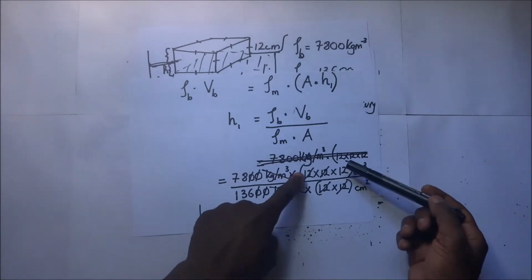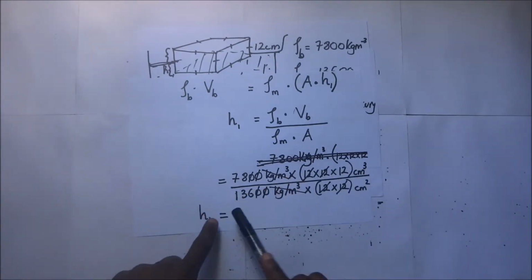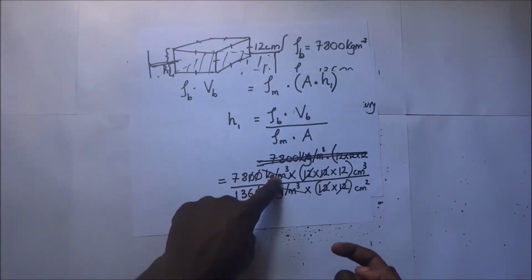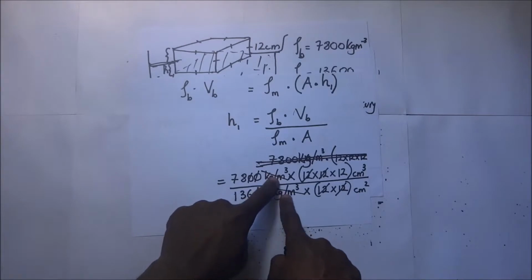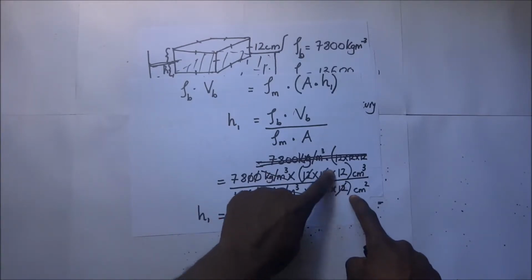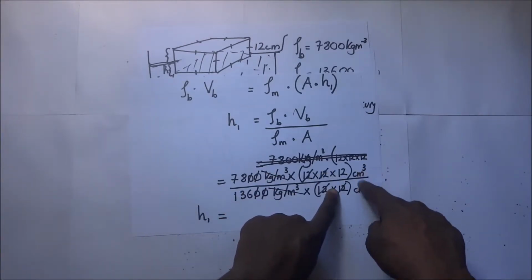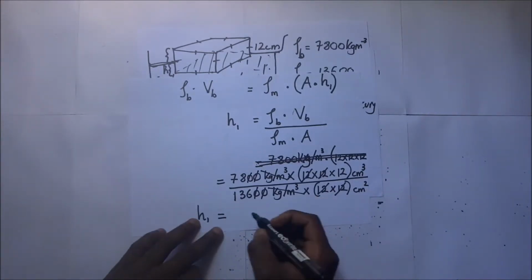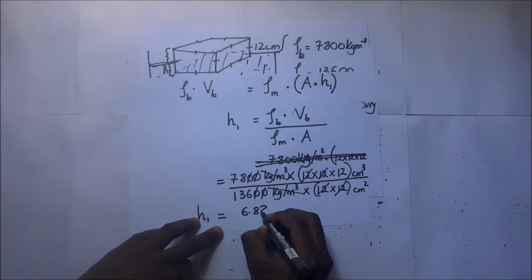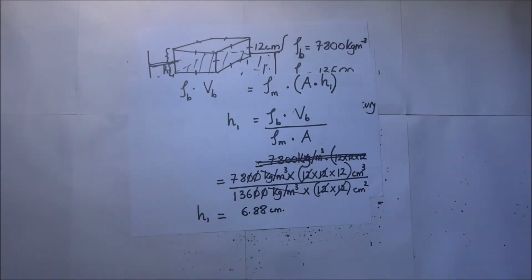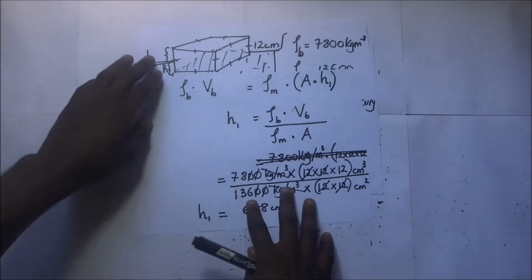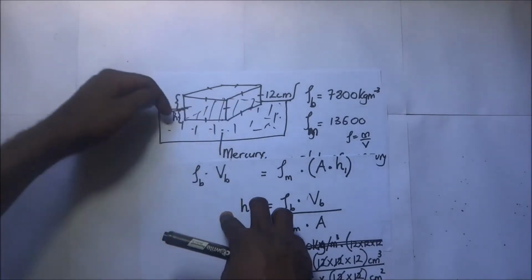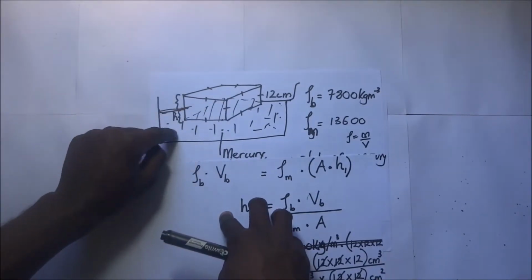If you were to convert this to meters cubed, your answer here would still be in meters. But here we've done it in such a way that the kilograms per meters cubed are cancelling out, and we are getting our answer in centimeters. So the answer we are getting here is 6.88 centimeters. Now that 6.88 centimeters is actually the height of this solid that sunk in the surface of the mercury.